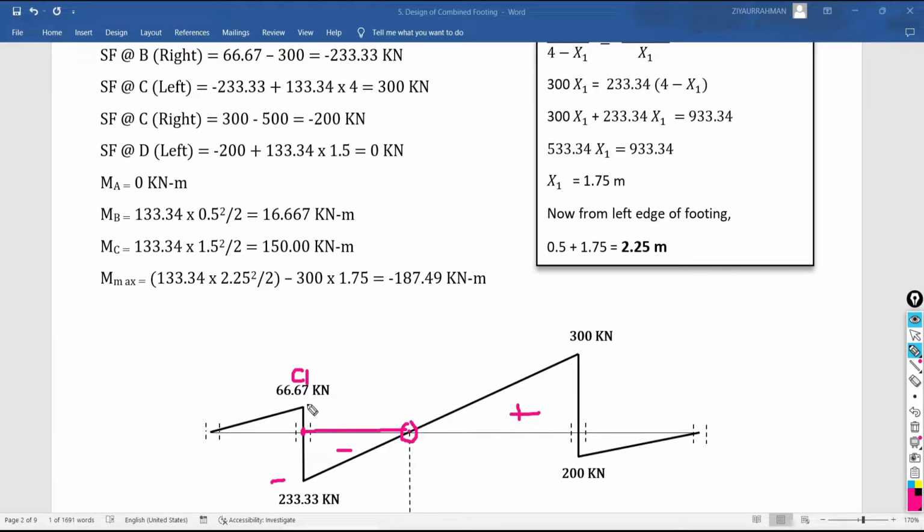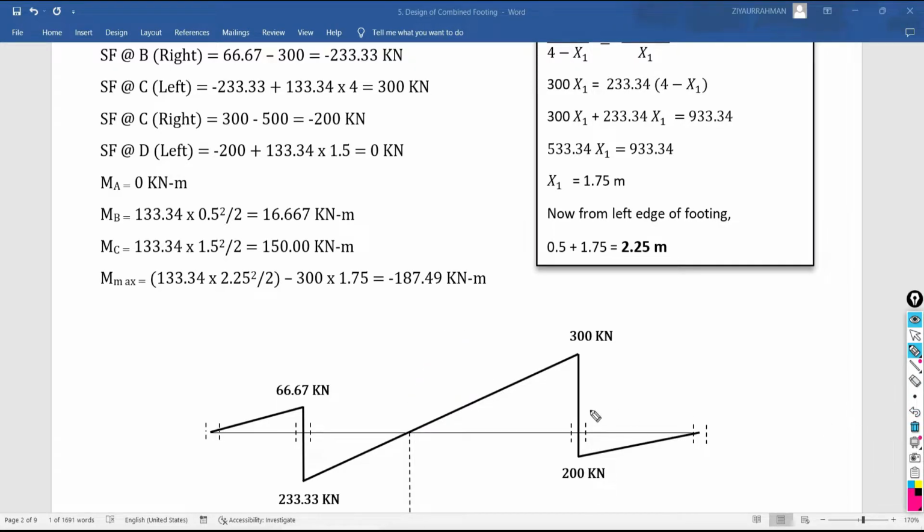So I want to know this distance from the center of this C1. Why is it needed to know the distance of this point? Because at this zero shear force we will get the maximum bending moment. That's why it is important to calculate the distance of this point.